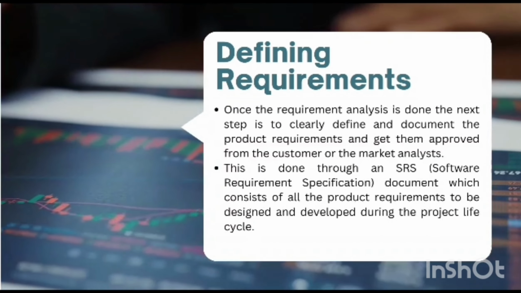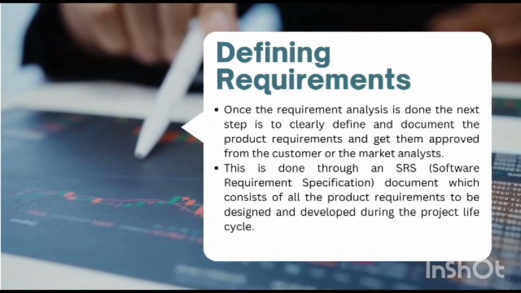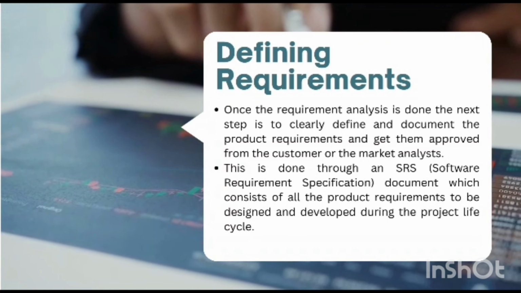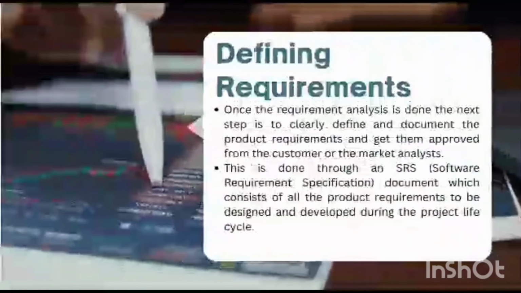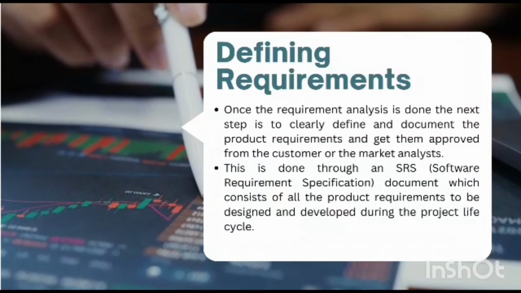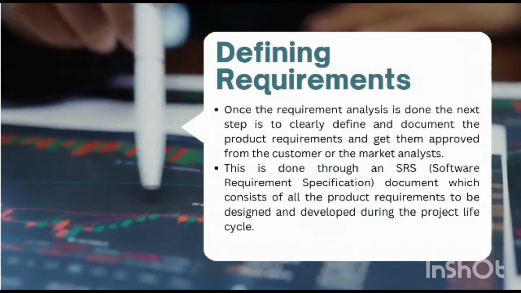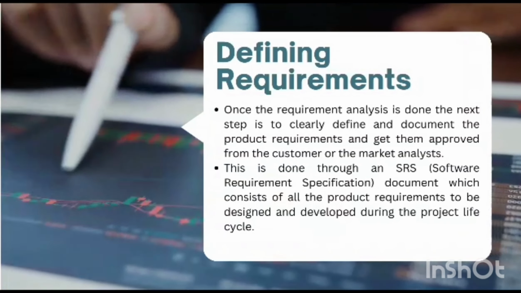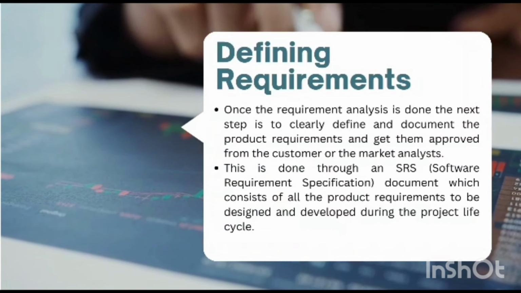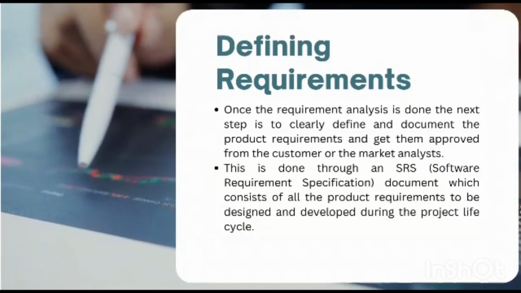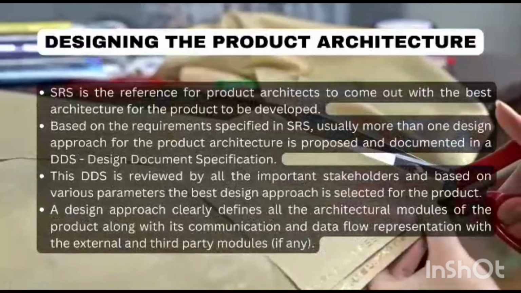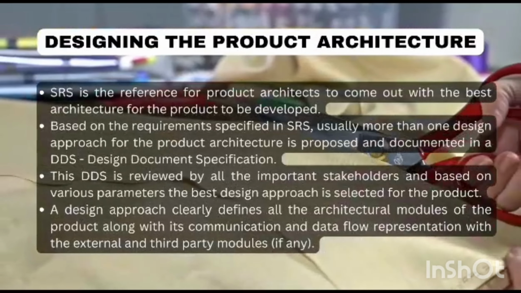Stage 2 is defining requirements. Once the requirement analysis is done, the next step is to clearly define and document the product requirements and get them approved from the customer or the market analyst. This is done through an SRS, that is Software Requirement Specification document, which consists of all the product requirements to be designed and developed during the project lifecycle.